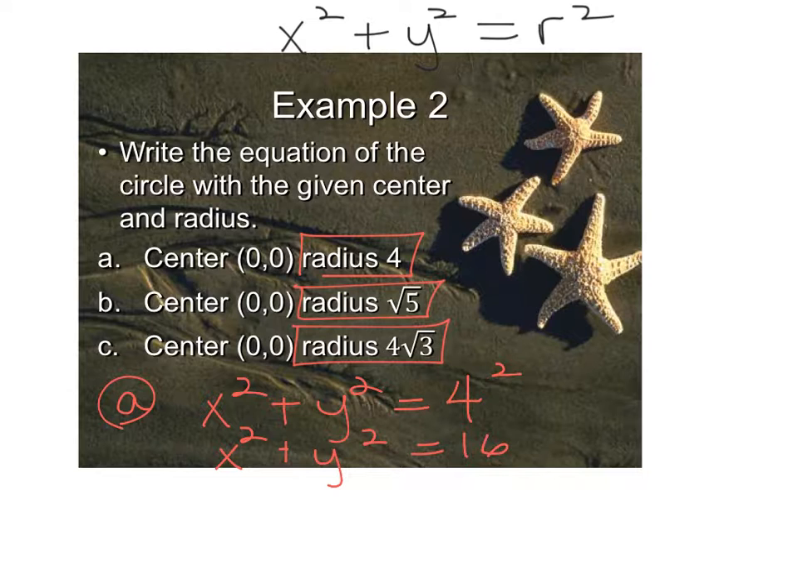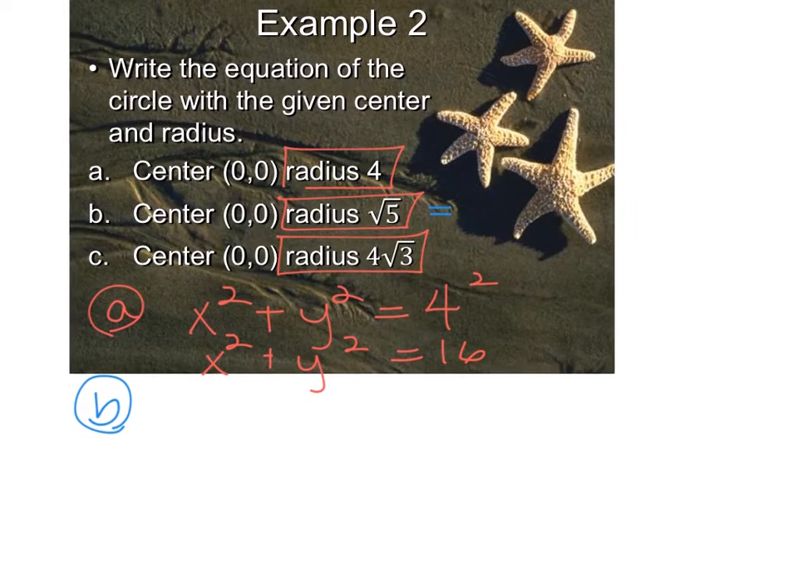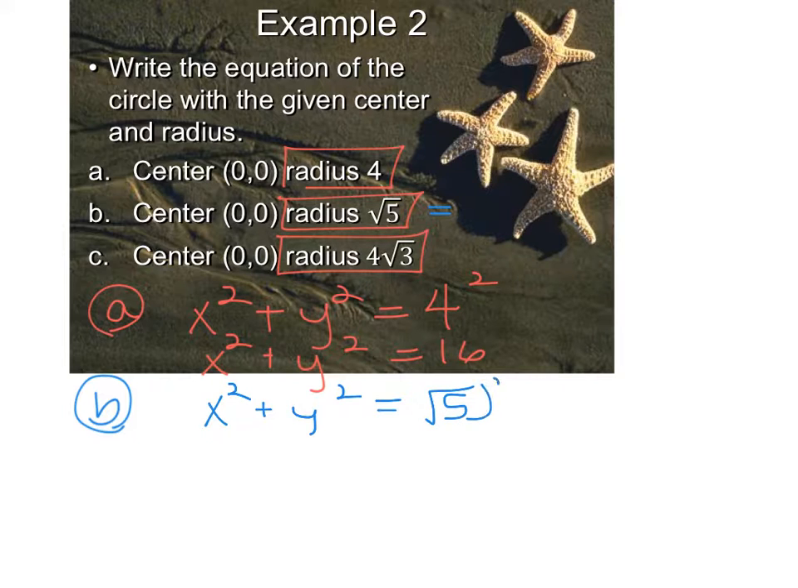Okay, for part B, we're going to, again, square this radius. Remember when you square a radical, what happens to it? Kimberly? Okay, it makes the radical disappear, it takes it away. Because you're squaring the square root of 5, which turns into 25, and then the square root of 25 is 5. So this will simplify to x squared plus y squared equals 5.